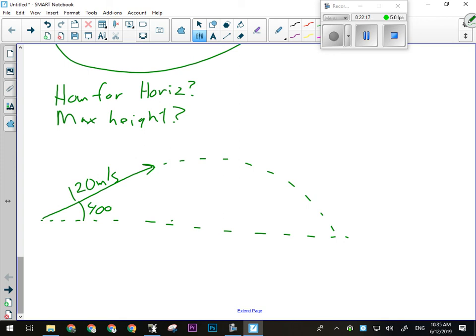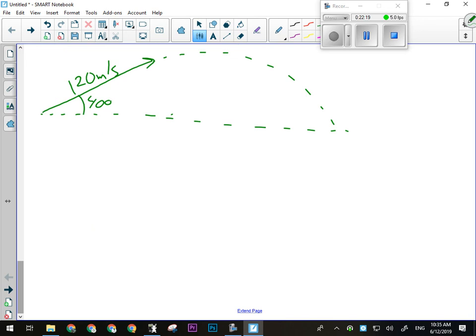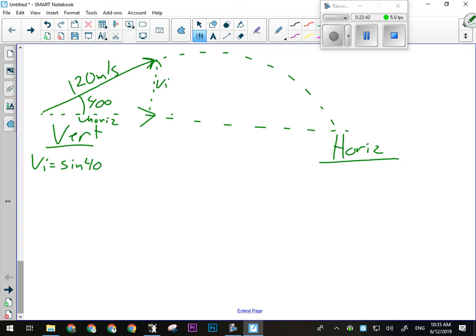Okay, so I need to break this up into horizontal and vertical components. So vertical here, horizontal over here. All right, first step, okay, find the vector components of this projected velocity. This is Vi, this is V horizontal. All right, so to calculate Vi, it's the opposite side, sine of 40 times 120.